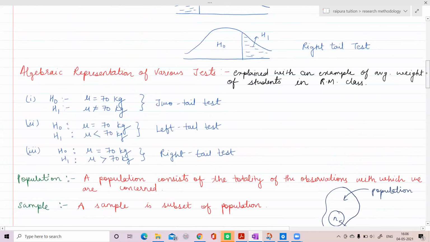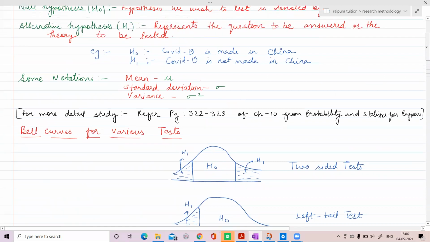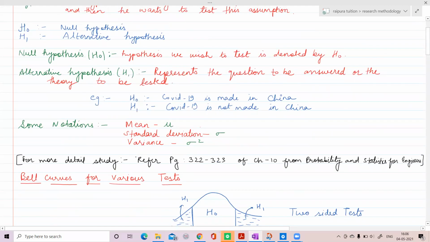So there was an issue with my page, it was not getting scrolled. So some notation which we'll be using is mean is equals to mu, standard deviation is equals to sigma, and variance is equals to sigma square. And for more detail of the study of the null hypothesis, alternative hypothesis, and an example related to it in more detail, you can refer to the book which Sir told us, Probability and Statistics for Engineers, and you can refer to page 322 to 323, chapter number 10. So you can get a detailed explanation of all these things.